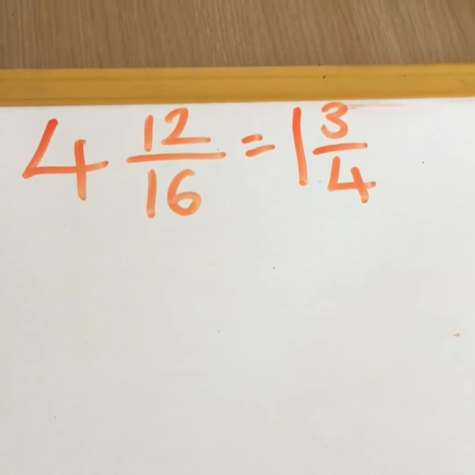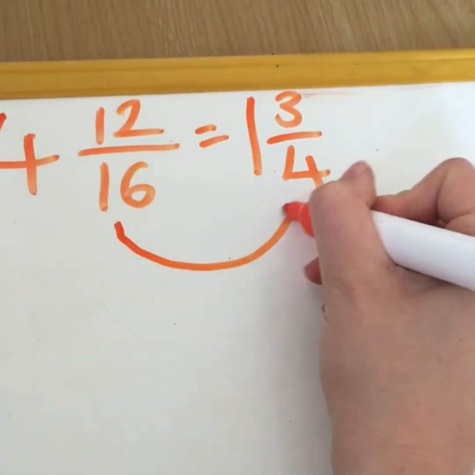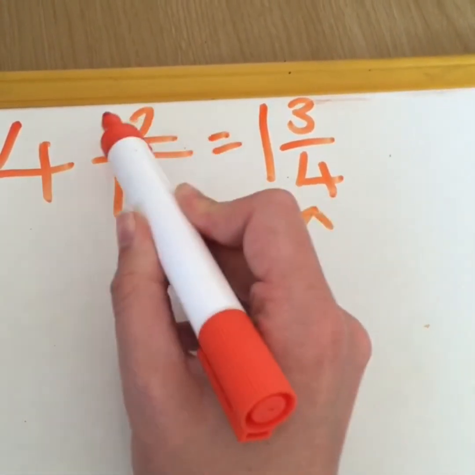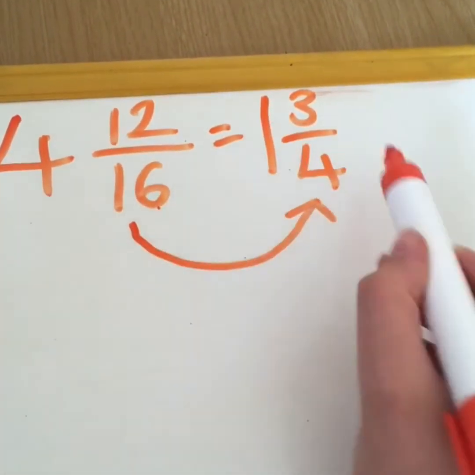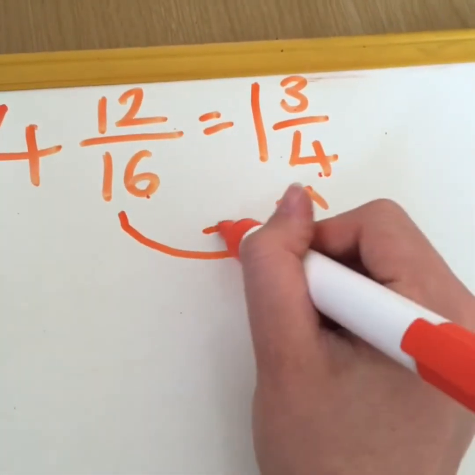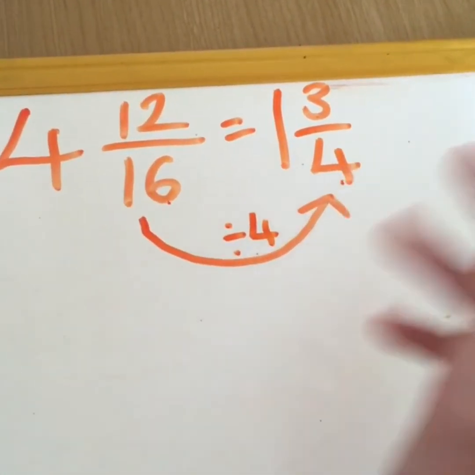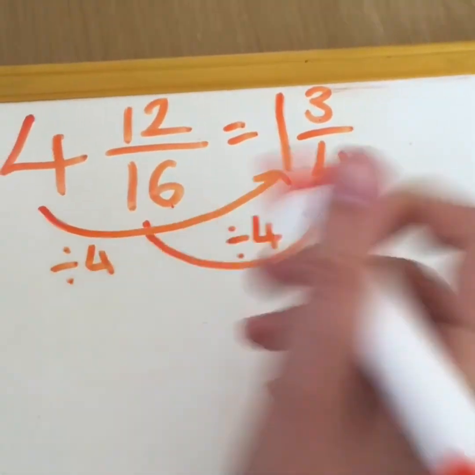So, hopefully you can see that Tony has tried to simplify this fraction. He's simplified 12/16. He knows that a common factor is 4. 12 divided by 4 is 3. 16 divided by 4 is 4. So he's divided the fraction by 4. He's made the fraction simpler. However, he's also divided the wholes by 4.